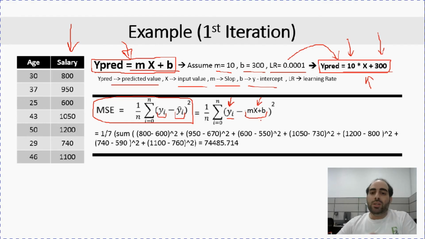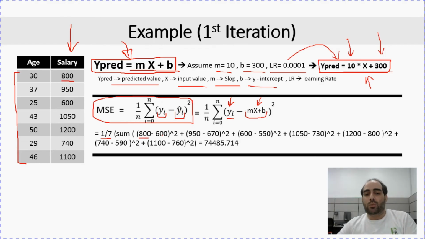Fine. I will do this for all the observations. Let us see. So now what I will do first: 1 over n. N here is 7 because I have 7 observations. That is 1 over 7. And then the summation, and the first value I have for y is 800. So I will put here 800 minus the prediction.